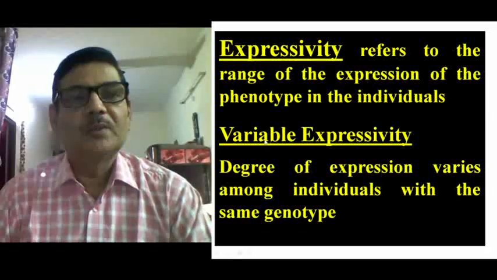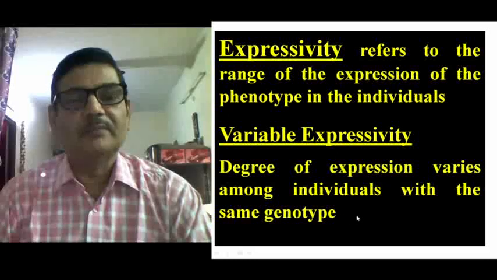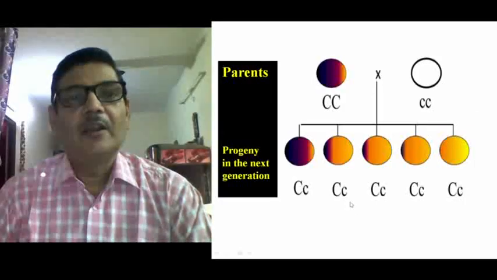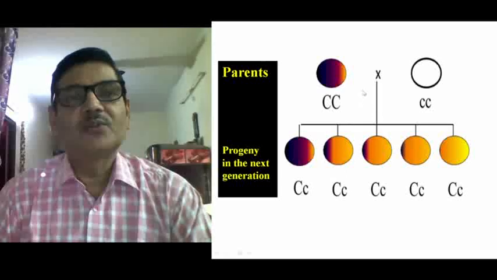Now we use the term variable expressivity, that is, expression of the trait that varies among the individuals. So the degree of expression varies among individuals having the same genotype. So this is important to understand, that we are considering only those individuals who possess a specific genotype, and among them we find variation. Now this aspect could be understood by considering this particular class.